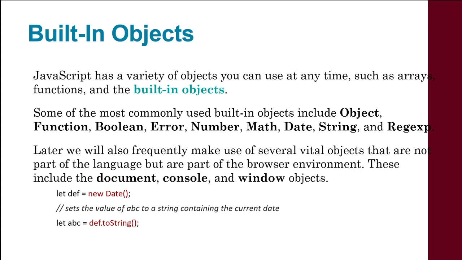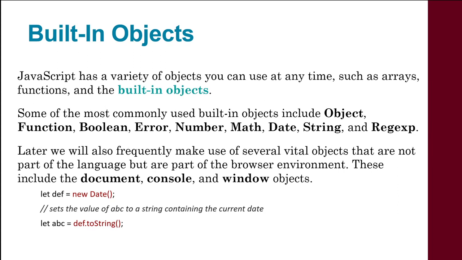So JavaScript has a bunch of built-in stuff so that you don't have to build them yourselves. Really neat. It's got objects, which we just talked about, functions, which we're about to, booleans, which again, yes, no, true, false, 1, 0, errors, which is like an error message, numbers, math, which is a mathematical expression.